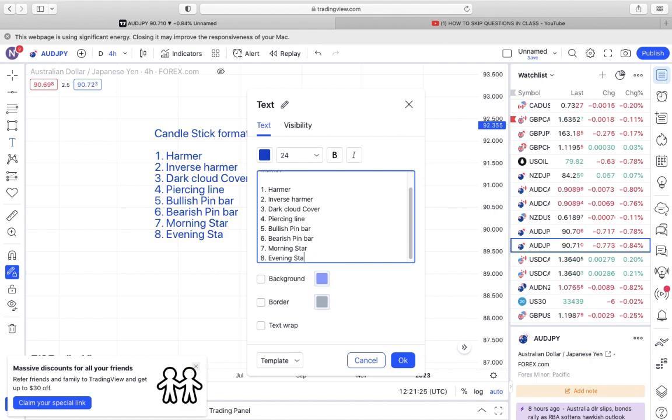Then we have what we call a shooting star, always formed at the resistance. Then we have what we call a spinning top. These are all reversal candles. Three black crows.